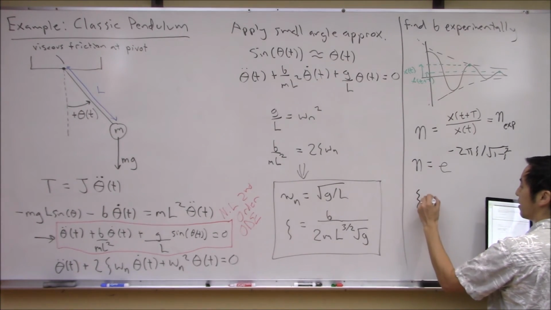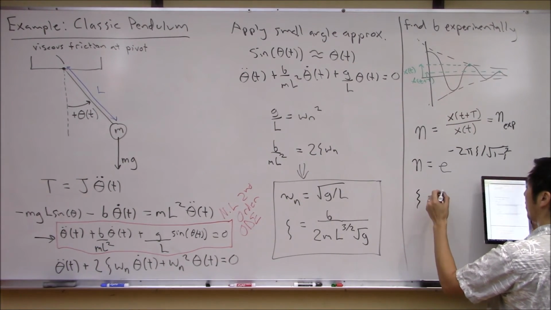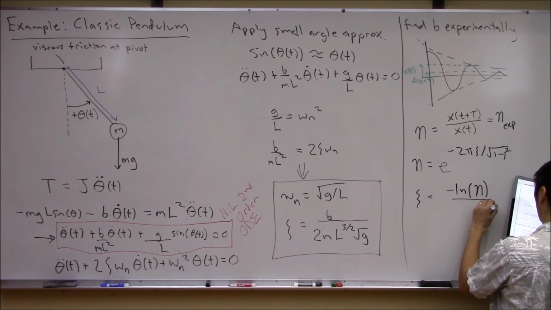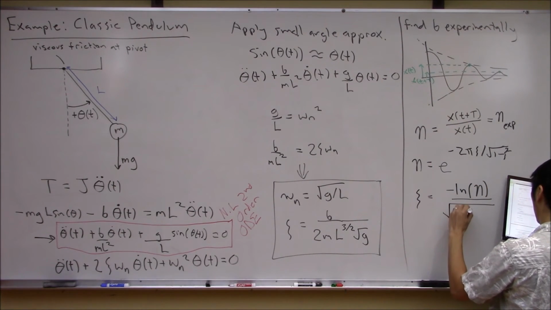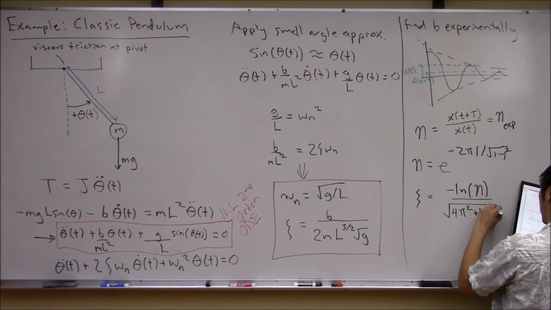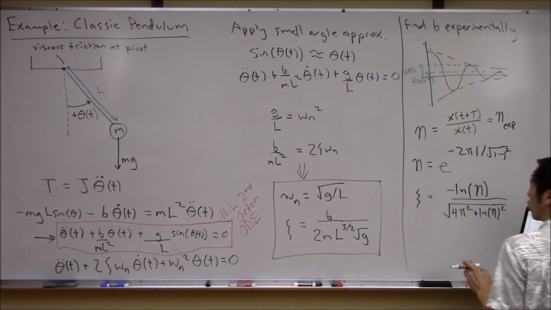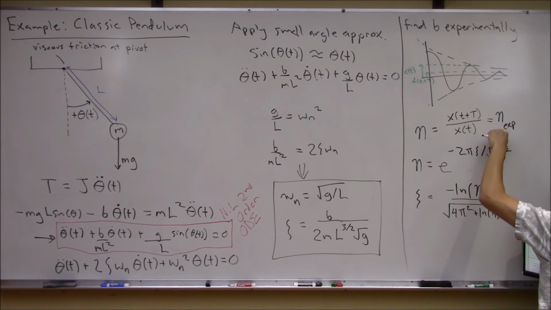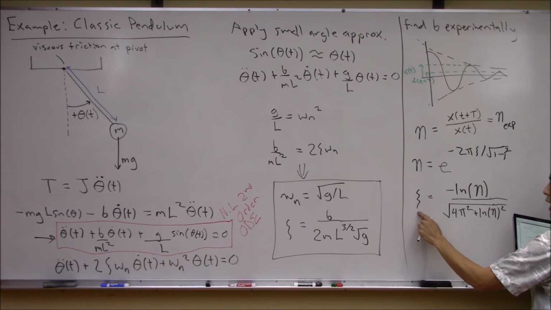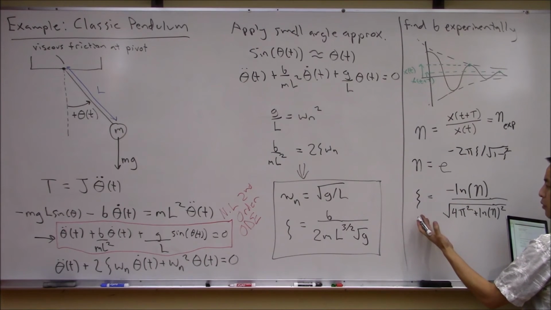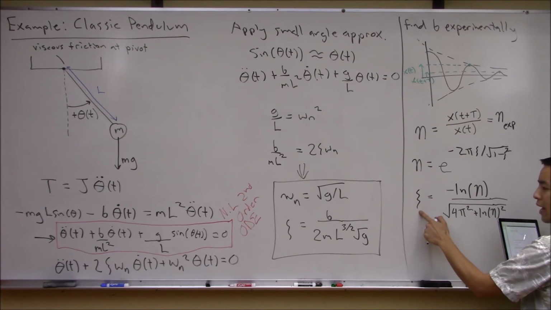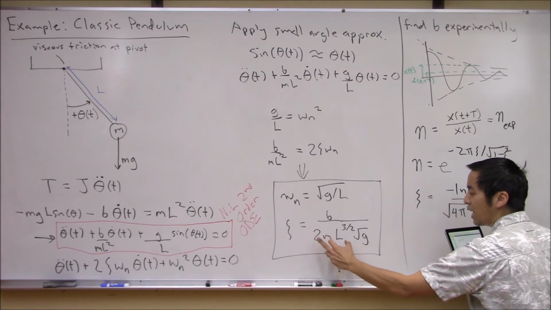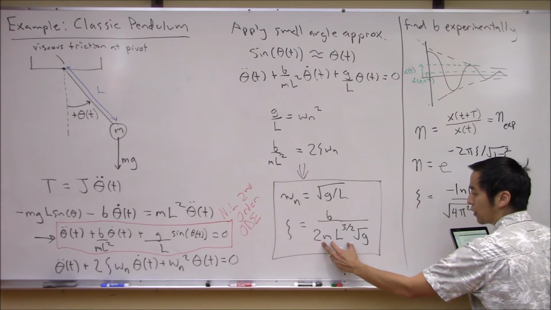So you could get the damping ratio. If you solve that, you get zeta equals negative natural log of eta all over square root of 4 pi squared plus natural log of eta squared. What's great is the second you have this eta obtained via experiment, you can plug it into this expression and get the damping ratio that is measured experimentally. And this is theoretically our model of what the damping ratio should be if the system behaves as this standard second order differential equation.